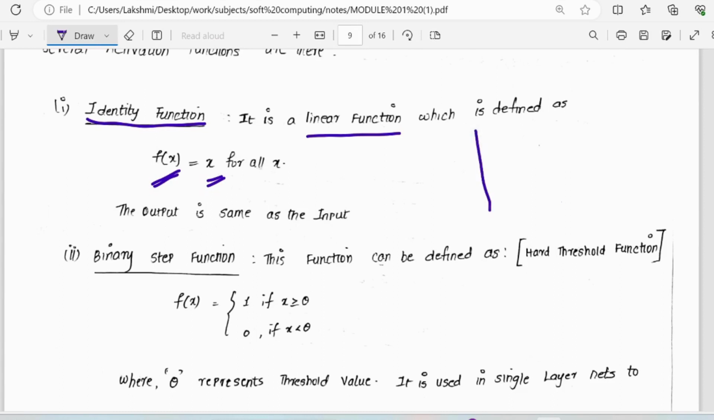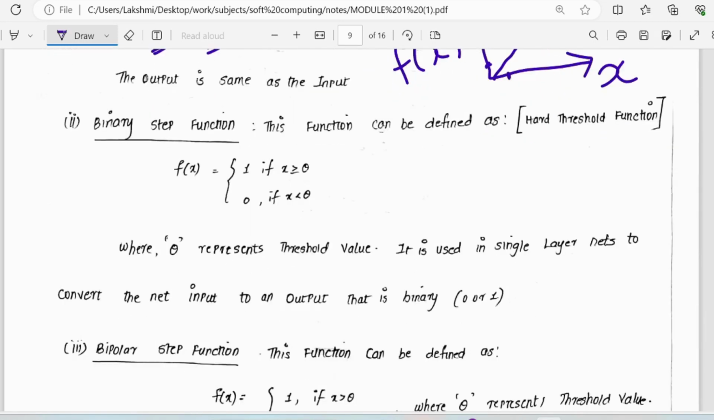Similarly, this is the graph of the function. This is x and this is f of x. If it is linear, this is how the graph will look. That is, for a particular value of x, you will get the same value of f of x.